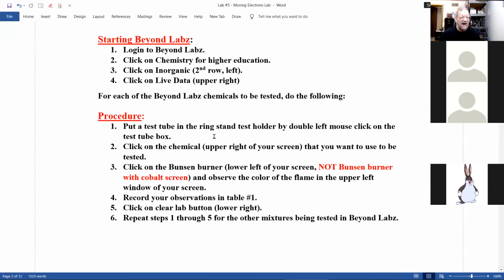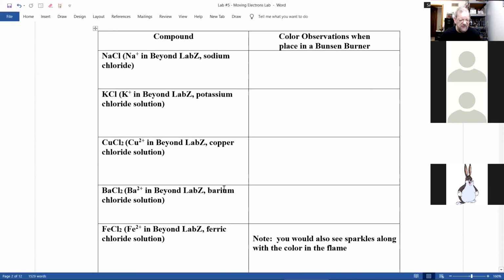If you notice, I have the instructions how to do that. And notice I have lower, click on the Bunsen burner, and it should be the flame in there, not the Bunsen burner with the cobalt screen. And observe the color. And that's what you do for all of these.